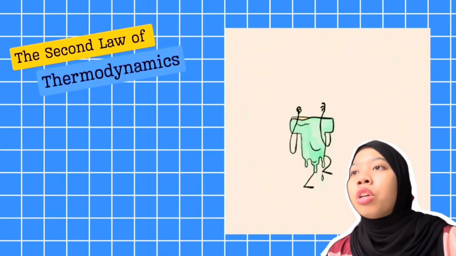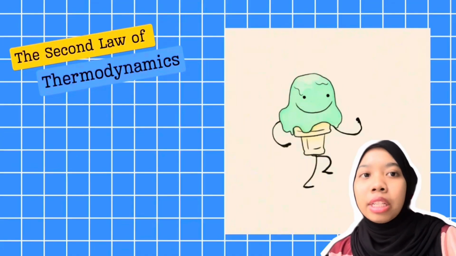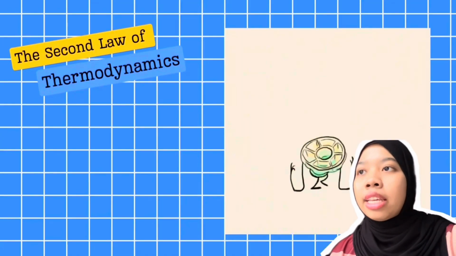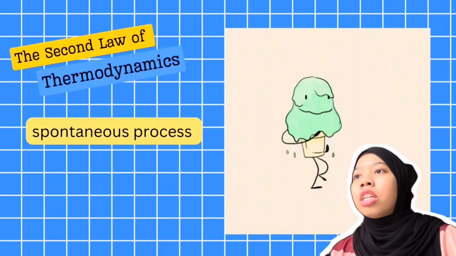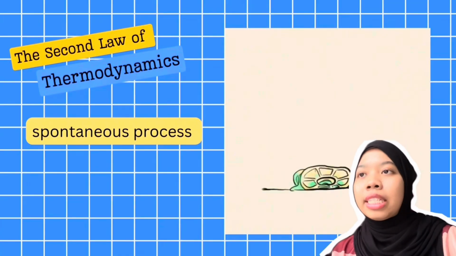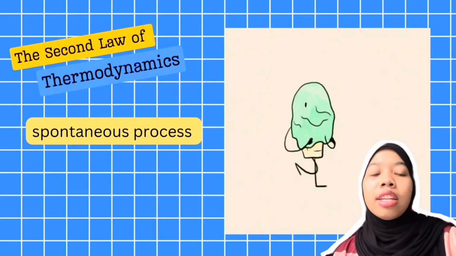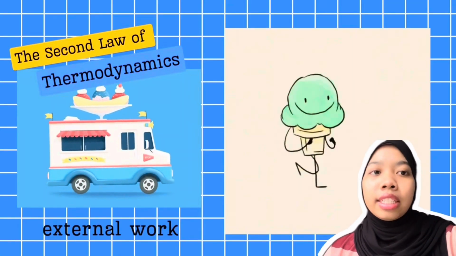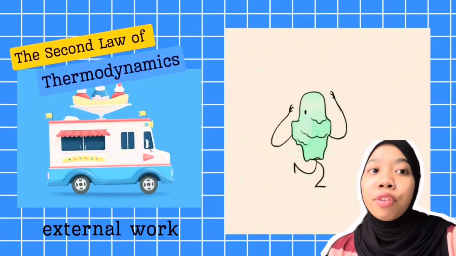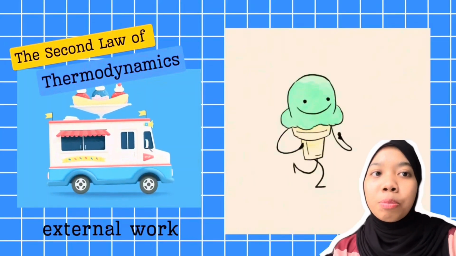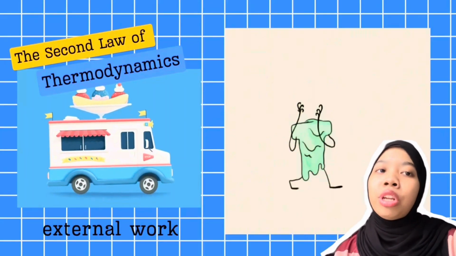Okay, so first look at this animation. We see that the ice cream melts. This shows that heat flows from higher temperature to lower temperature. The second law of thermodynamics states that the process is spontaneous and it can only reverse if there is an external work. So how about we reverse the melting process? It surely cannot be a spontaneous process unless we put in external work.